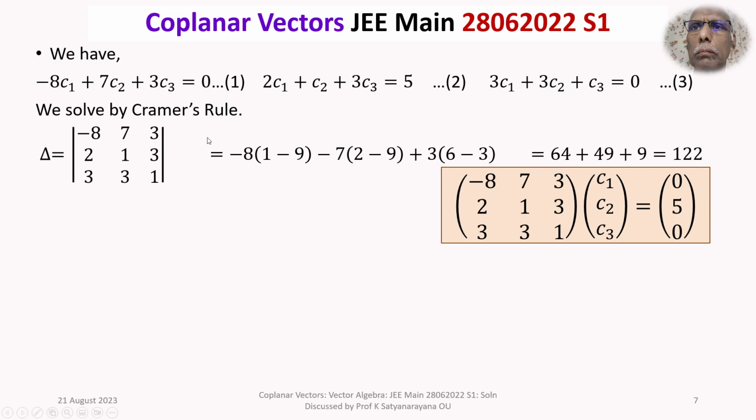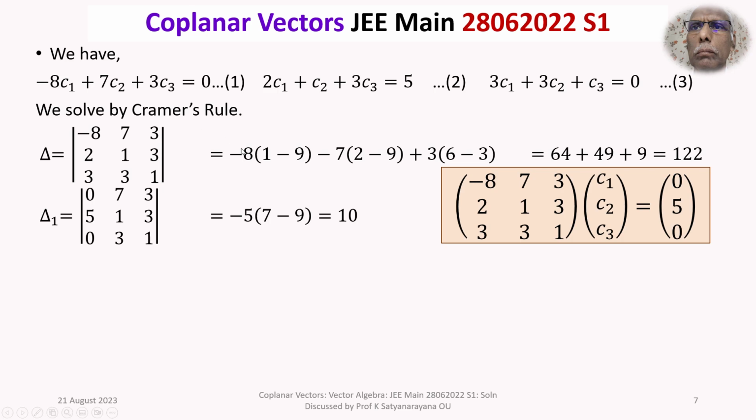Next we find delta 1. Delta 1 is the same as delta, with the first column replaced by the column vector B, that is 0, 5, 0. Now expand by the first column. The first element is 0, and the 5 is in the second row, first column, meaning 2 plus 1, which is 3.